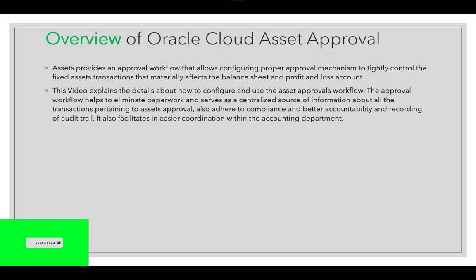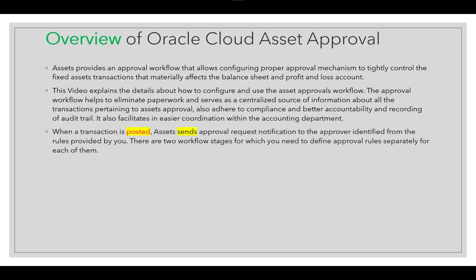Approval workflow helps to eliminate paperwork and serves as a centralized source of information about all transactions pertaining to assets approval. It also helps adhere to compliance, better accountability, and recording of an audit trail. When a transaction is posted, Assets will send an approval request notification to the approver identified from the rules provided by you. There are two workflow stages for which you need to define approval rules separately for each of them.